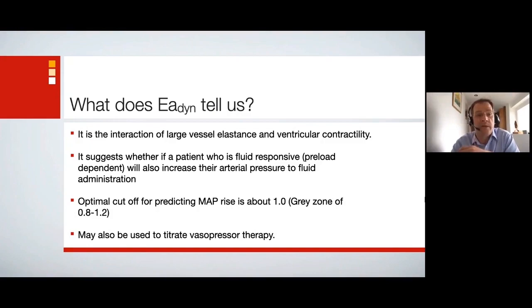The optimal cutoff for EA-Dyne for predicting a rise in mean arterial pressure is about 1, but with all things in life, there is a grey zone, which is about 0.8 to 1.2. And there's also some evidence out there that using EA-Dyne allows us to titrate vasopressor therapy more effectively. We'll have a look at that a bit later on in the virtual animal lab.